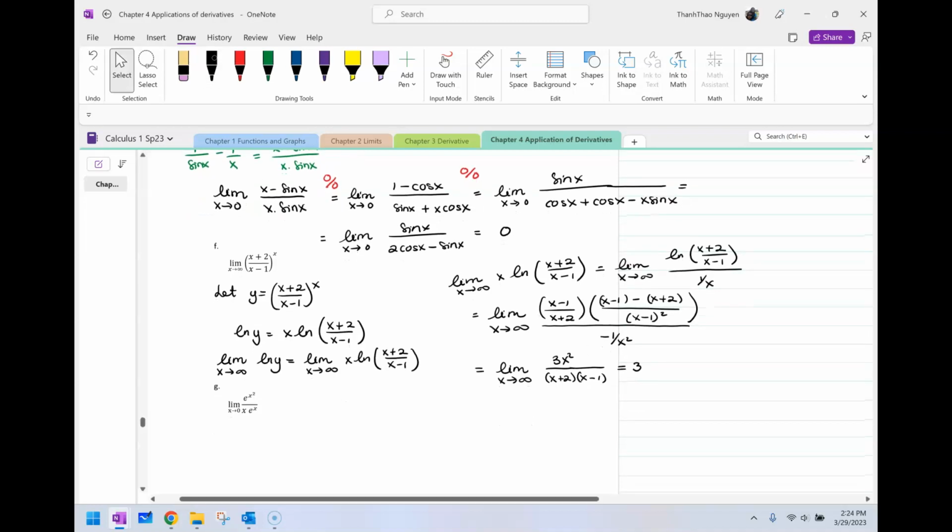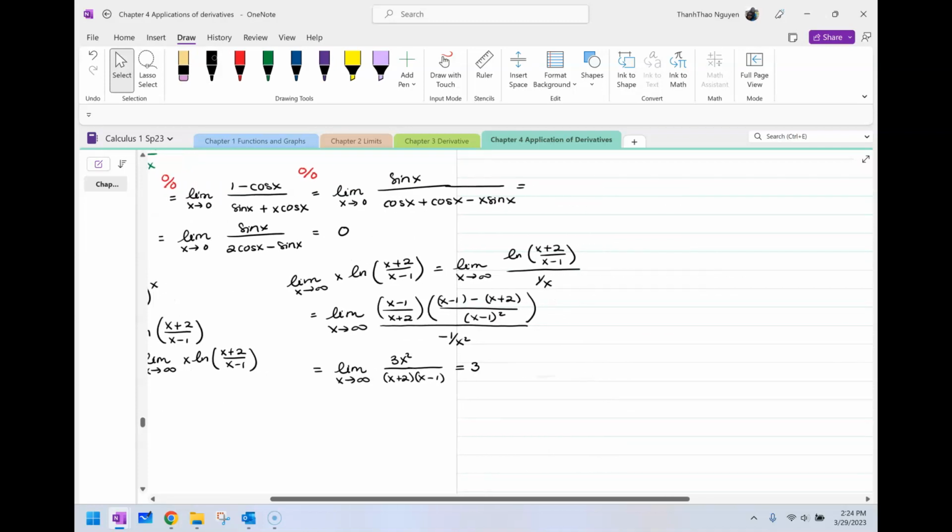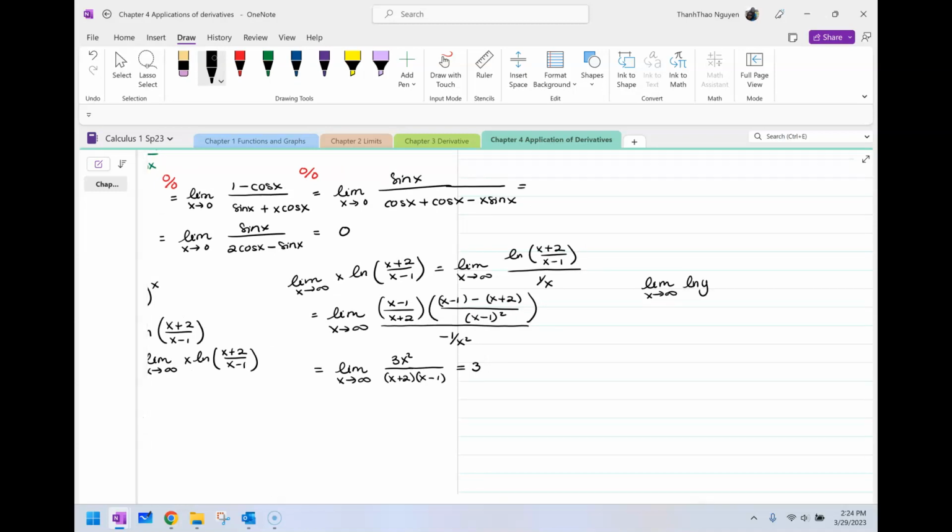Let's put together the left hand side and the right hand side. We have the limit as x approaches infinity of ln of y equals 3. This is the same as saying ln of the limit as x approaches infinity of y equals 3. So then the limit as x approaches infinity of y is equal to e to the third.